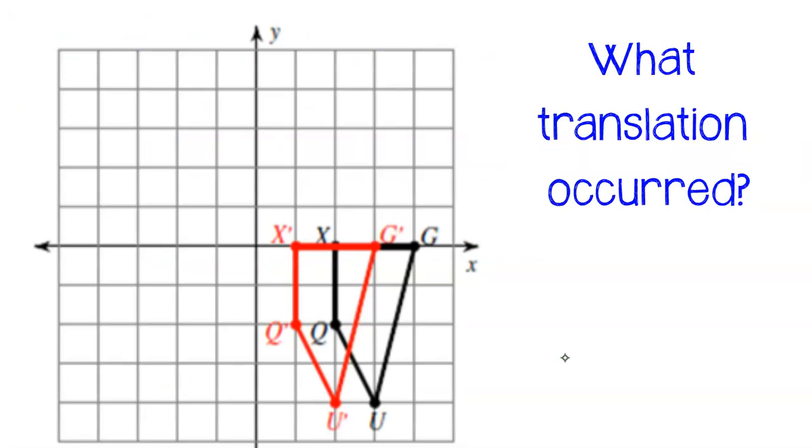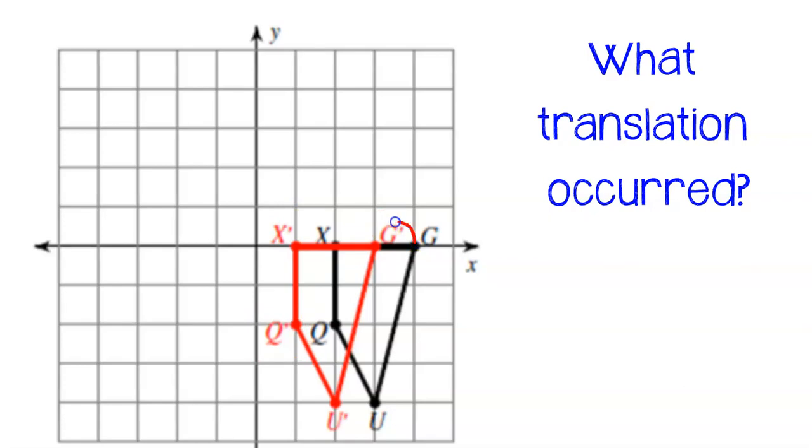Alright. So I know that we can see that this is a translation. Do you know which shape is the original figure and which shape is the new image? You can tell by looking at the letters. The letters with the prime signs are the new image. So the black image is the original, and the red image is the new one.